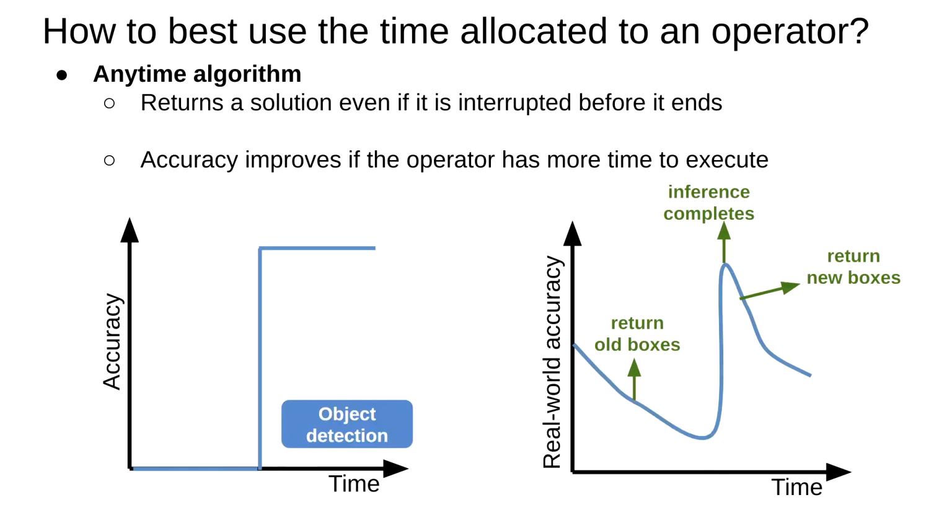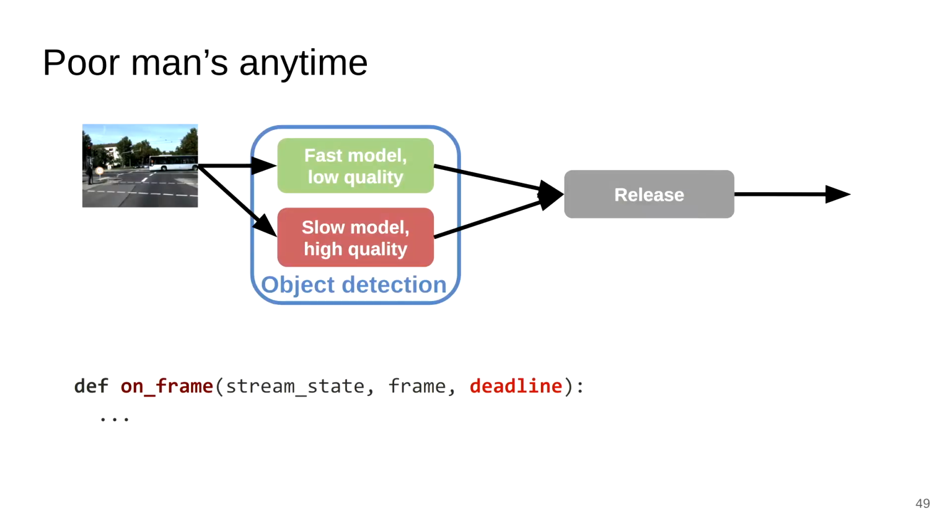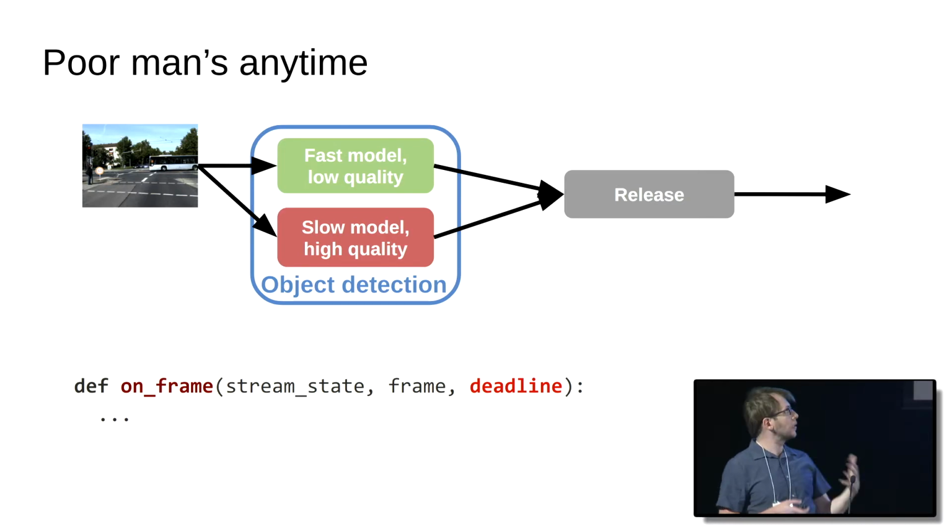Now, if you translate this accuracy into real-world accuracy, and we change our operator to be something slightly nicer, in which you return the old bounding boxes if you don't have enough time to finish running inference, then that's how the real-world accuracy is going to look. It's going to degrade with the environment changing, and then it spikes up when inference completes, and then it starts degrading again.